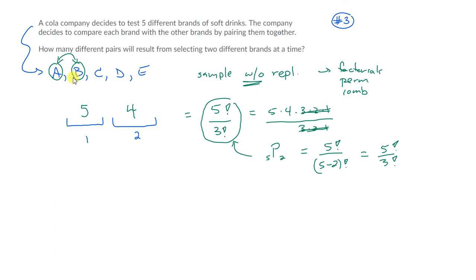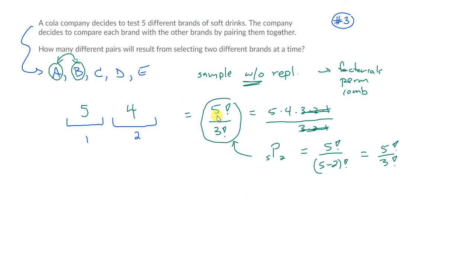Now, if we were talking about piano recital programs, then that's different, right? Playing piano choice A and then choice B is different than doing B then A. So in piano recitals, the order did matter. But in choosing pairs of soft drinks to pair with each other, the order does not matter.